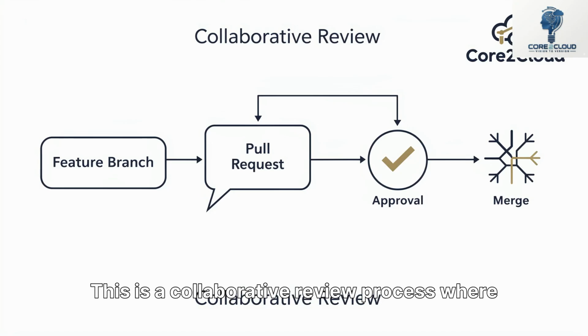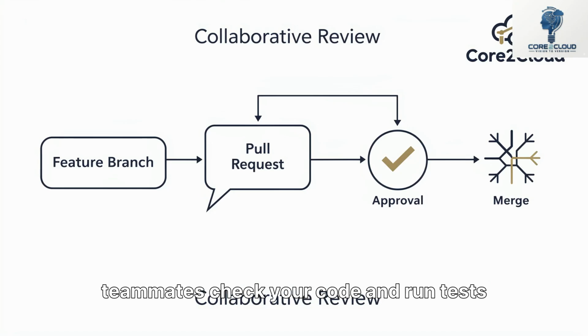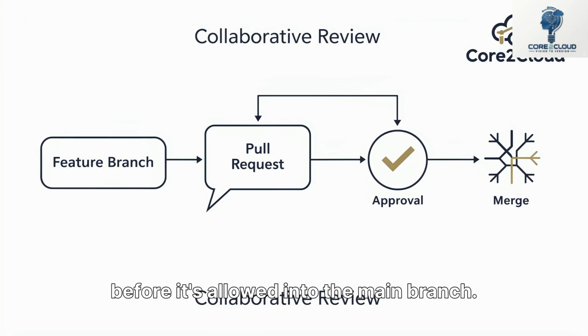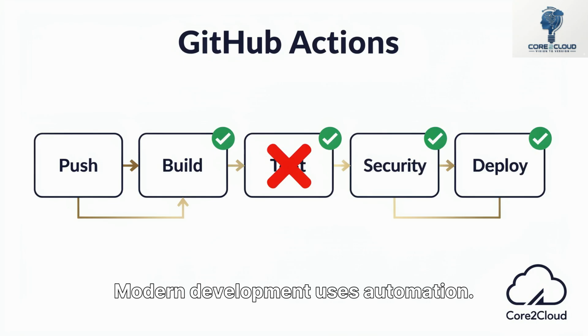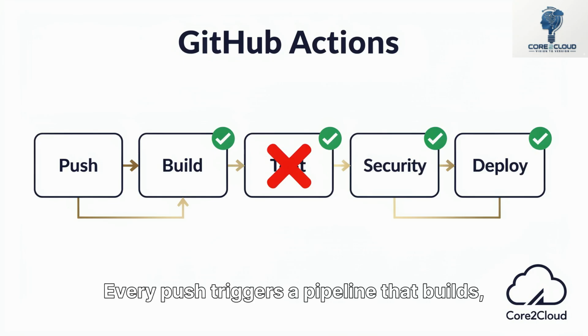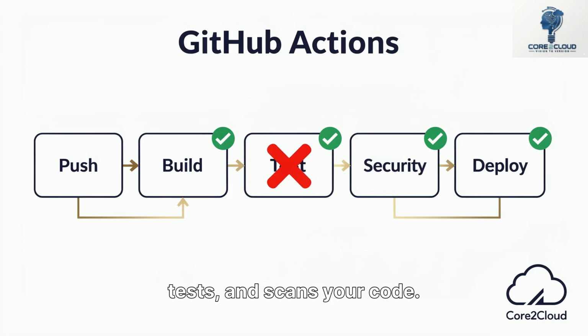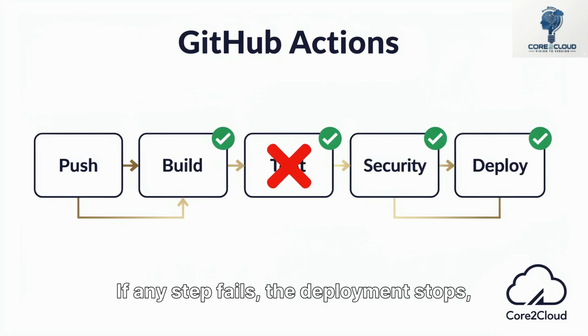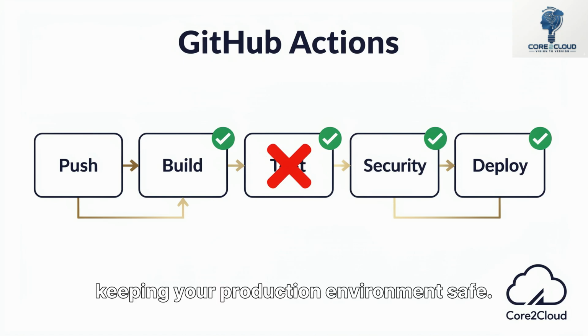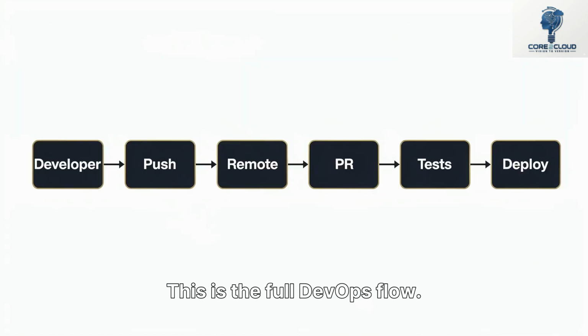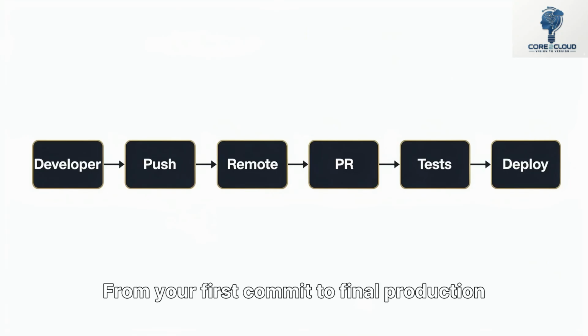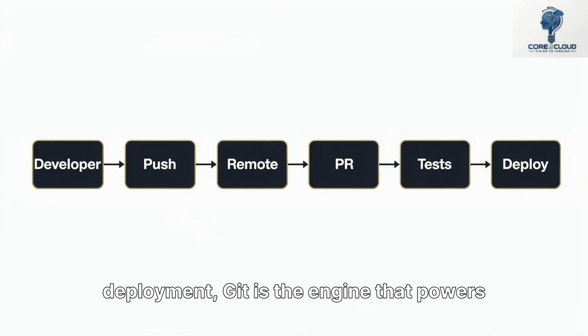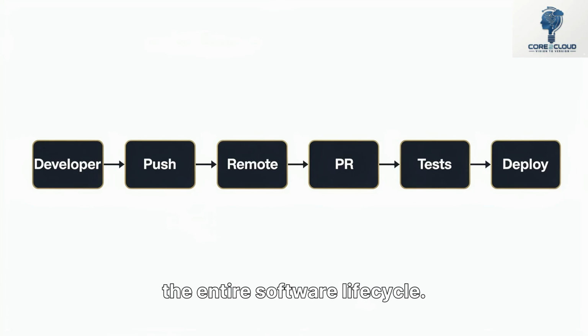This is a collaborative review process where teammates check your code and run tests before it's allowed into the main branch. Modern development uses automation. Every push triggers a pipeline that builds, tests, and scans your code. If any step fails, the deployment stops, keeping your production environment safe. This is the full DevOps flow. From your first commit to final production deployment, Git is the engine that powers the entire software lifecycle.